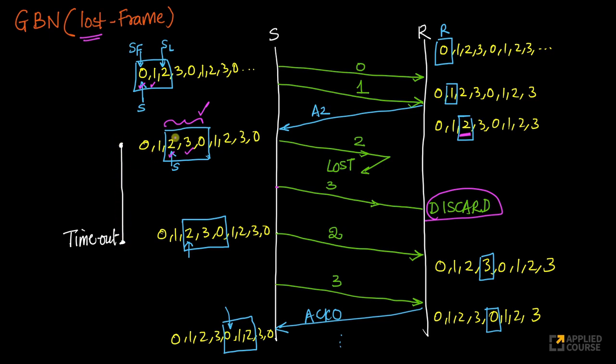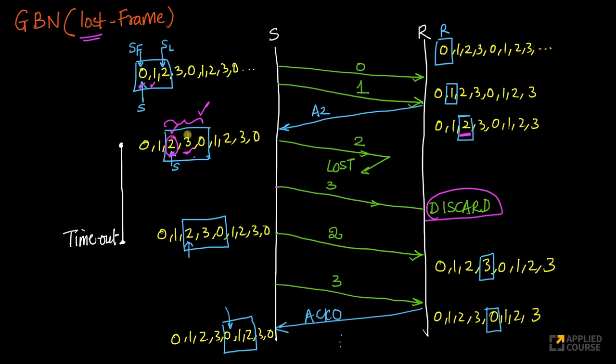The timer is there because the sender is waiting for an acknowledgement for 2 or 3. It is waiting for an acknowledgement for either 2 or 3 because it has already sent 2 and 3. If it gets an acknowledgement for 2 or for 3, that's cool. But as soon as I send a frame, I'll start a timer. I have a timeout.